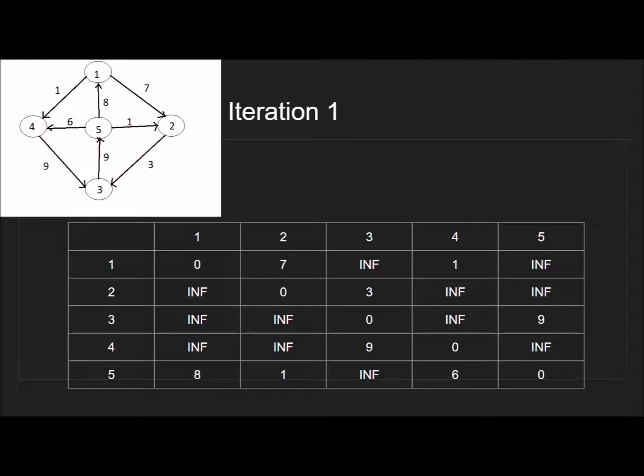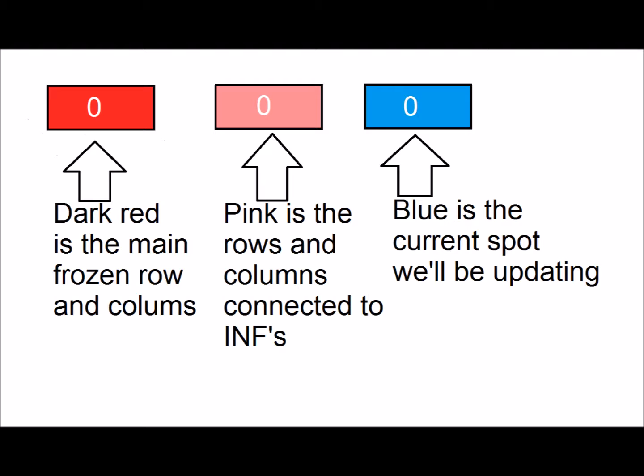Here are the weights of the paths between each node. If a node is not connected to another node, the weight is set as INF, infinity. We will now use the Floyd-Warshall algorithm to determine the shortest paths between two nodes. Dark red will be the main frozen rows and columns. Pink is the rows and columns connected to INFs. Blue is the current spot we'll be updating.